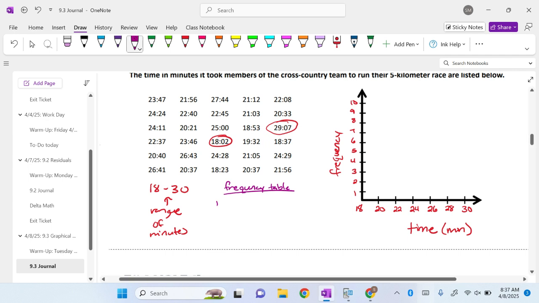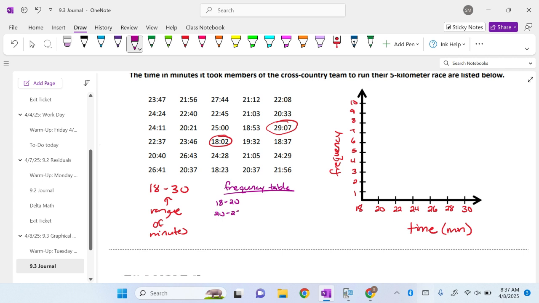So we want from 18 to 20, 20 to 22, 22 to 24, 24 to 26, 26 to 28, and 28 to 30. And we're just going to go down the line and mark a tick for whichever time fits within that range. So if it's between those two numbers. All right. So I'm just going to draw some lines here just so we have some separation. All right.